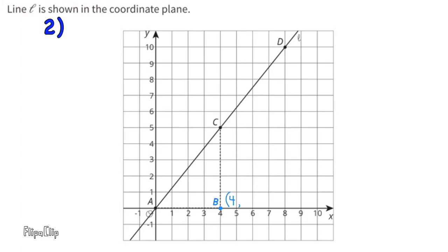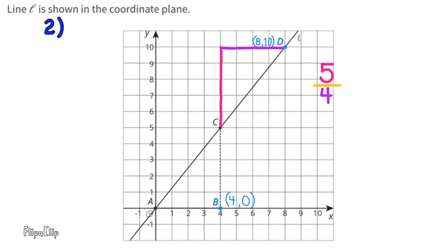Problem number 2. Line L is shown in the coordinate plane. A, what are the coordinates of B and D? The coordinates of B are 4 and 0, and the coordinates of D are 8 and 10. B asks, is the point 16 and 20 on line L?